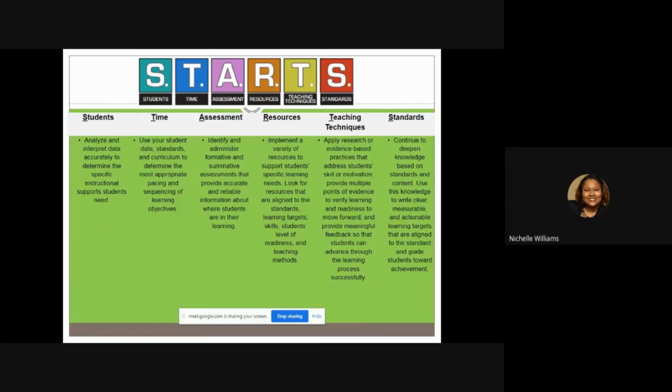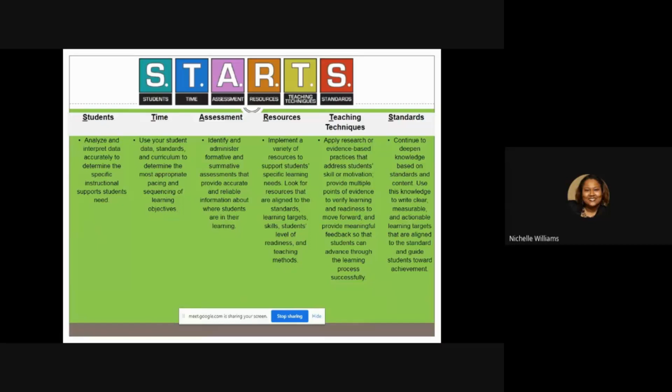Assessment is critical. How will you assess them informally throughout the learning process? And then how will they be assessed at the end of the learning? Then you want to focus on your resources. What resources do I have readily available? What resources do I need?